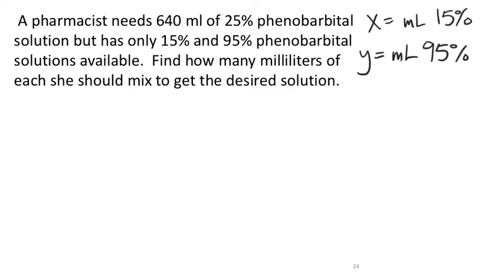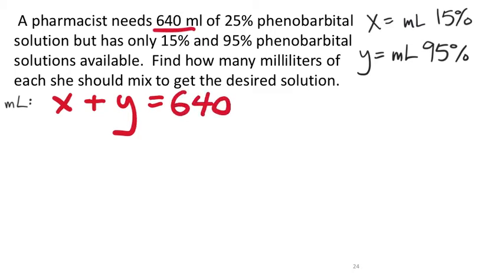So we can say, look, take the number of milliliters. So again, this is just based on the milliliters right here. So we're writing an equation based on milliliters, and you got the 15% solution and the Y, the 95% solution. When you combine those, it told us you should get 640 milliliters, okay? There's one equation for us. Now, the only other information we're given on this problem is the percentages, okay? So the next equation will be based on the percentages of phenobarbital.